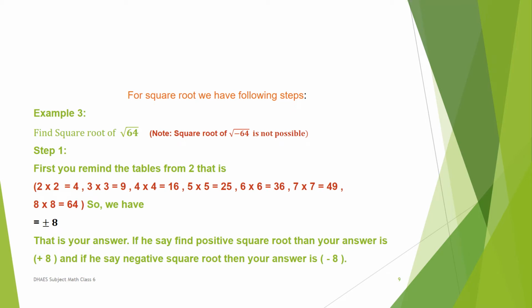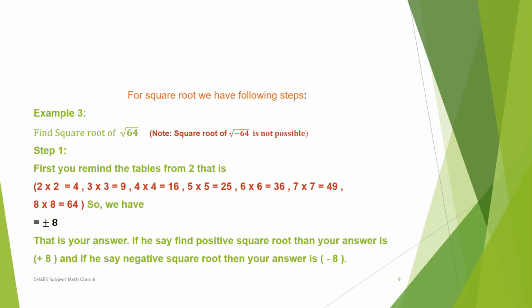Now we have a new concept of square root, in which you find the square root of 64. To find the square root of 64, it's already shown that square means power 2. You make a factor of the number which has power 2 and becomes 64. For example, 2 multiplied with 2 becomes 4, 3 multiplied by 3 becomes 9, 4 multiplied by 4 becomes 16, 5 multiplied by 5 becomes 25, 6 multiplied by 6 becomes 36, 7 multiplied by 7 becomes 49, and 8 multiplied by 8 becomes 64. So when 8 is multiplied with 8 it becomes 64.